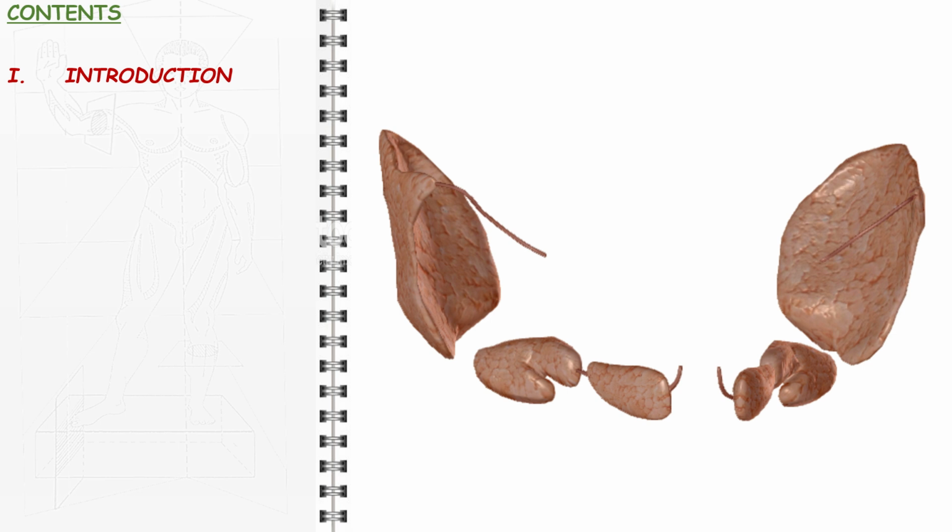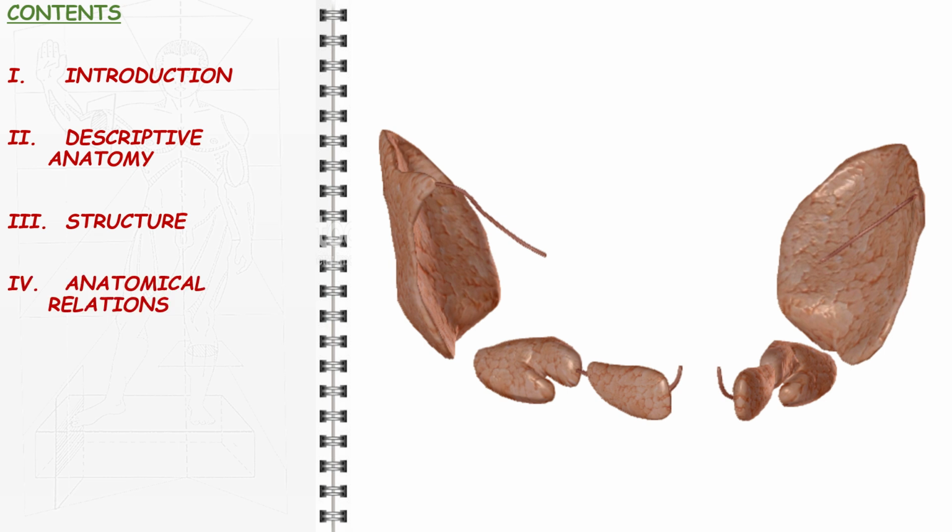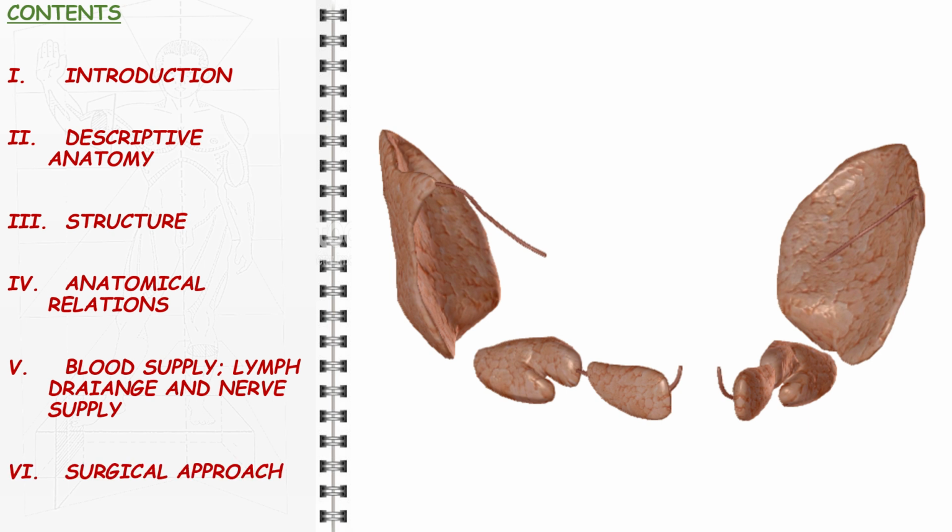Following that, we will focus on the descriptive anatomy of the salivary glands. Next, we will take a closer look at the structure of the glands. We will, then, explore the rich anatomical relations that each gland establishes with the noble structures of the face. Afterwards, we will proceed to describe the blood and nerve supply and lymph drainage of each gland before summarizing.